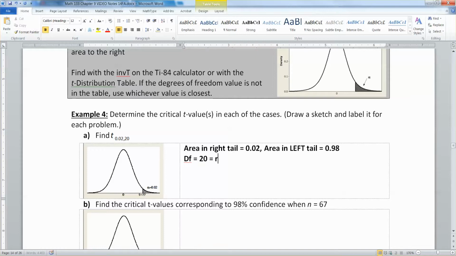So this is your row on the table, the t-table. And this is your column. Well, 0.02 is your column technically. Okay. Well, why do I figure out the 0.98 then? Well, because that's what I would need for the calculator. So the calculator will use 0.98. The table will use 0.02. So either one. And this will be your row.